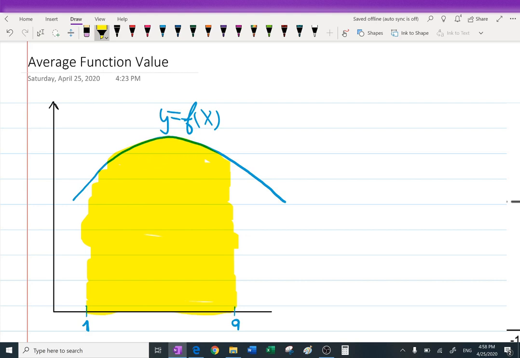Imagine if this is the graph of the velocity and we are integrating the velocity with respect to time from 1 to 9, say, minutes. The integral of velocity gives you the distance you traveled. So this area told me the total distance I traveled from 1 minute to 9 minutes with the given velocity y equals f of x, which we usually call v. So the question is, what was my average distance? What's the average distance I traveled?